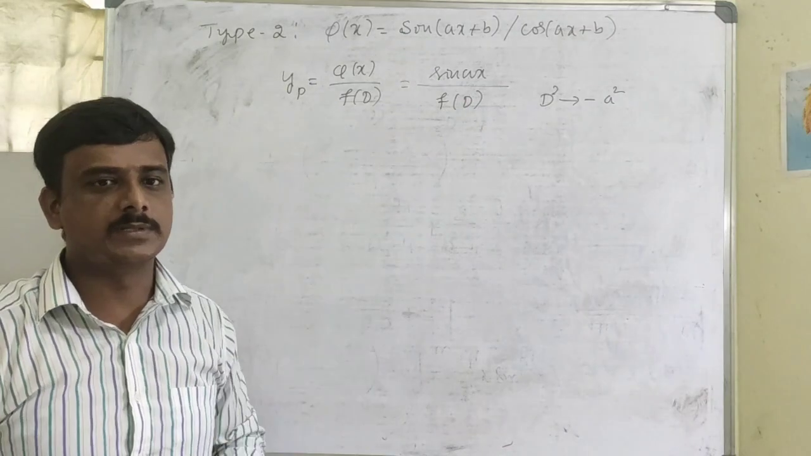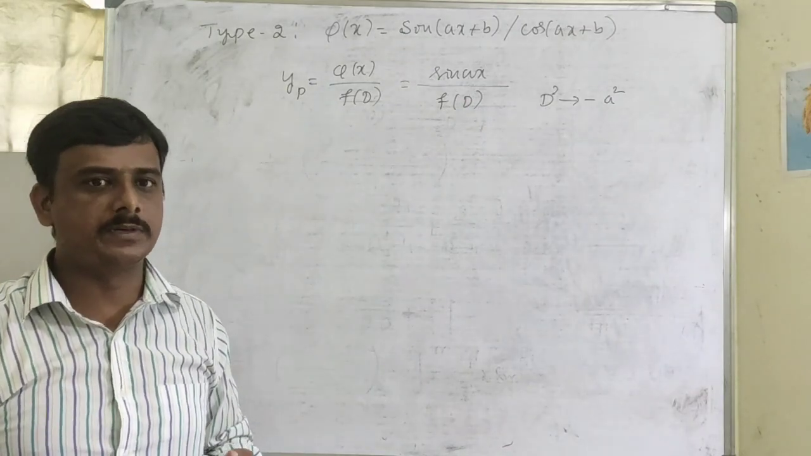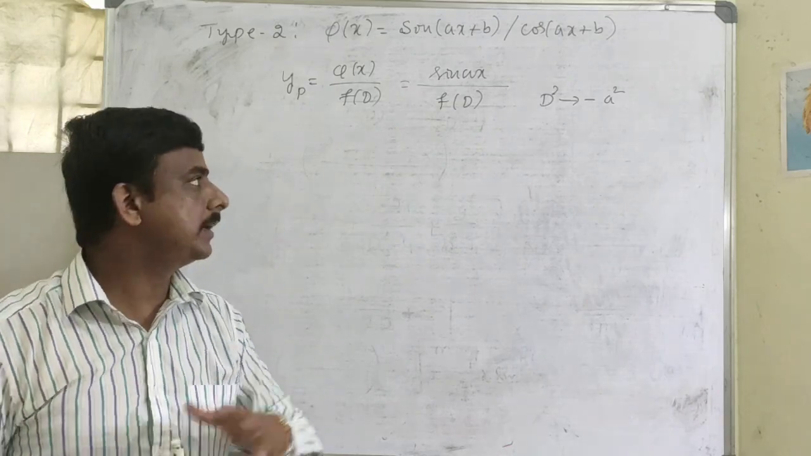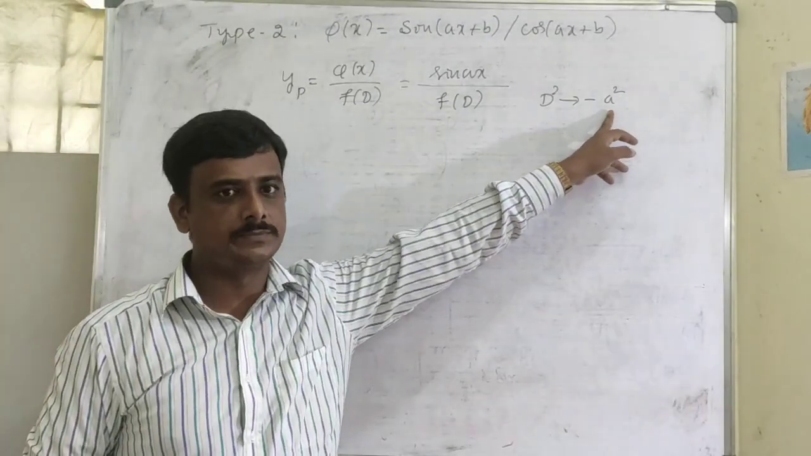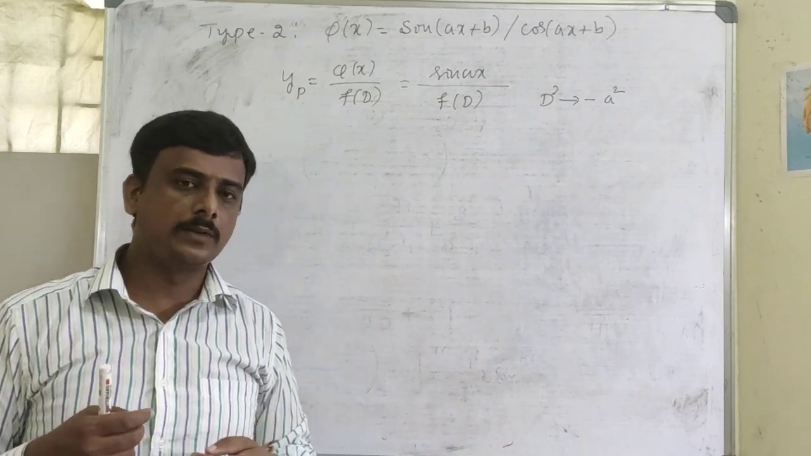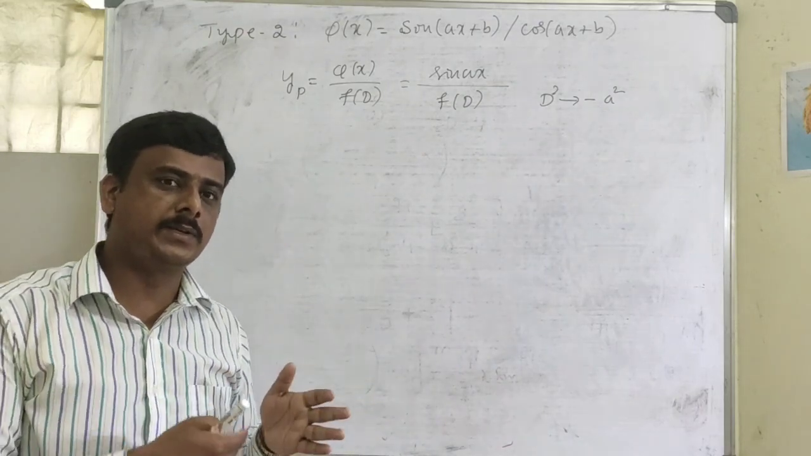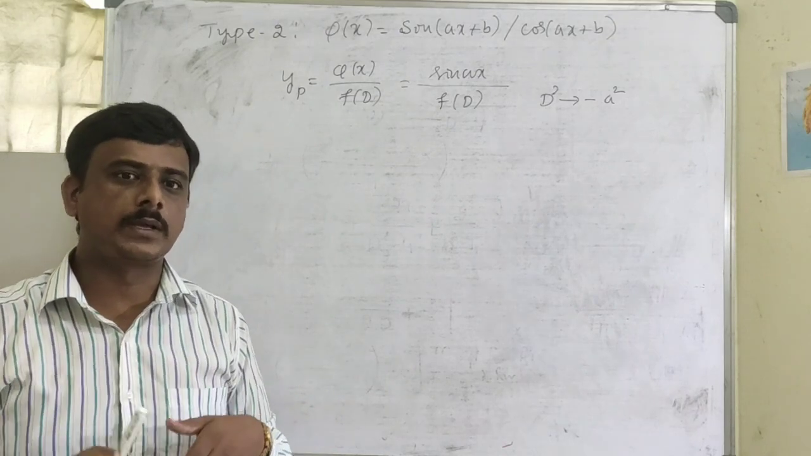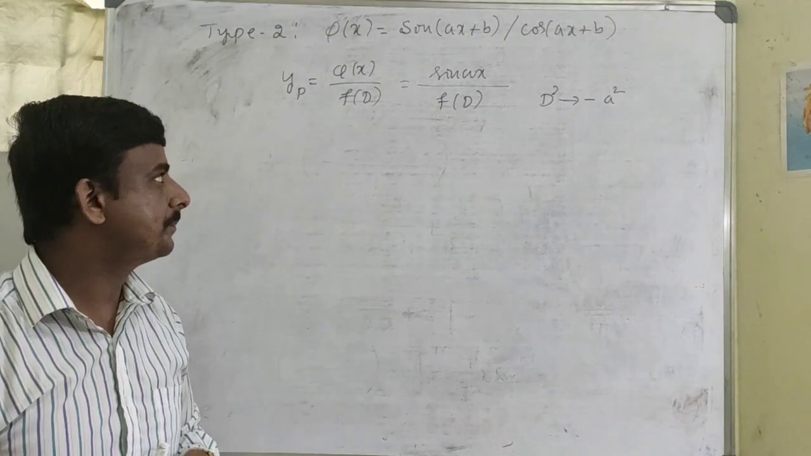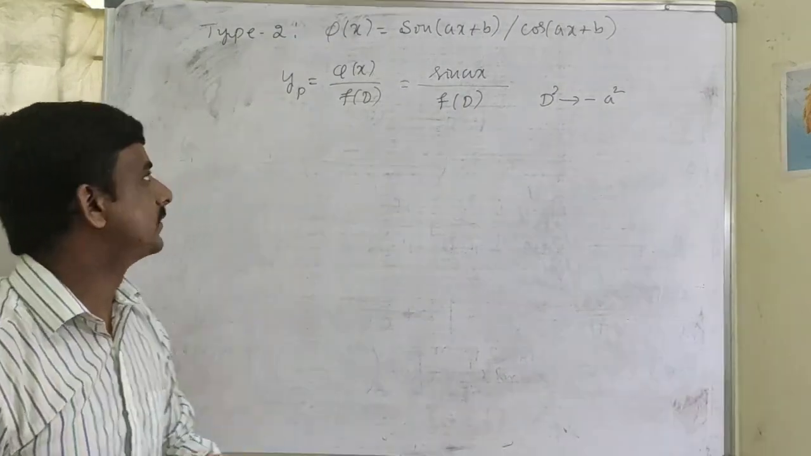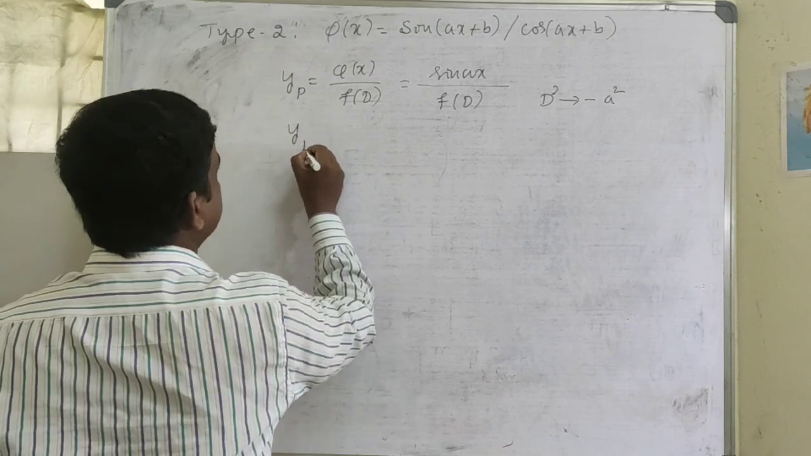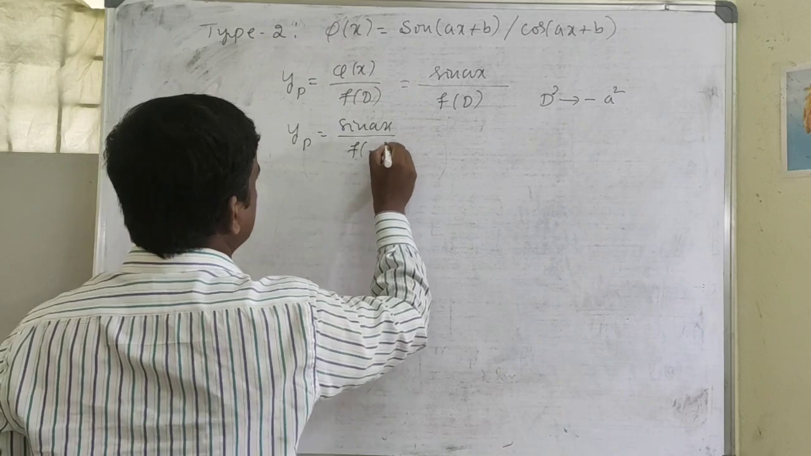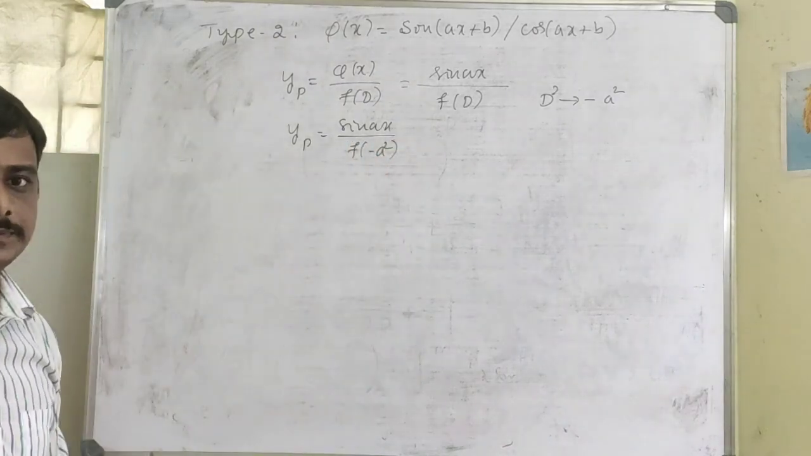Suppose you have odd terms, say D cube, D power 5 and so on. Then if you have D cube, write it as D square into D. Then replace D square by minus a square. If you have D power 5, then you can write it as either D into D square or D into D power 4. Then you can replace D square by minus a square. So I have to replace D square by minus a square, then yp equal to sin ax divided by f of minus a square. So this will be the required solution.